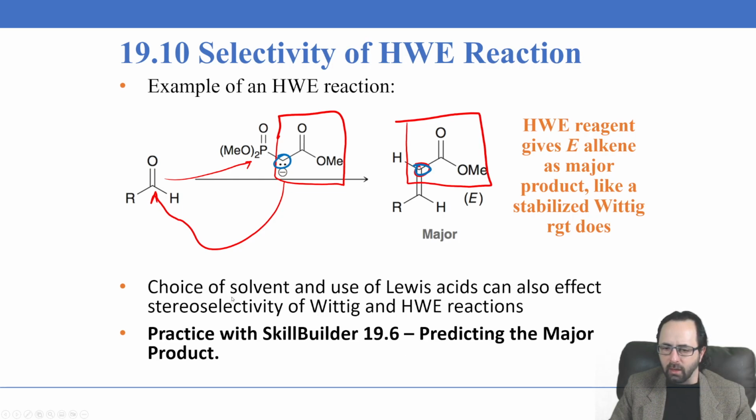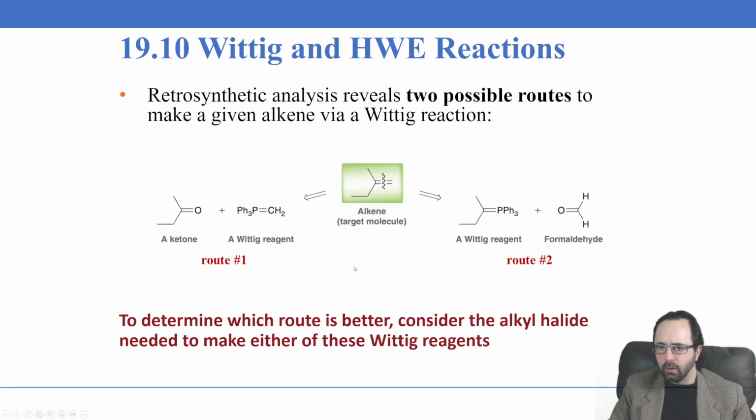So there's lots of factors here. The choice of the solvent and the use of Lewis acids can affect the stereoselectivity. The exact mechanism for this part will be stated in the book a little bit later, in chapter 20, I believe. So for Wittig and these HWE reactions, it's important to note that this double bond could be made with two potential Wittig reagents. So for example, here, we have on this secondary carbon a double bond to a primary carbon that's involved in the double bond.